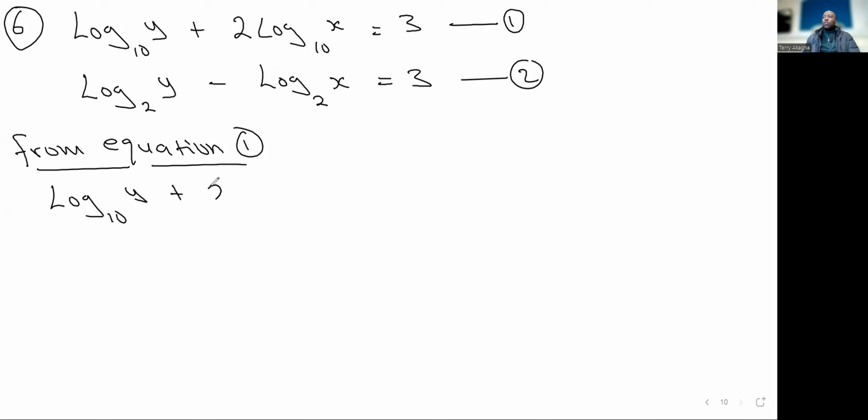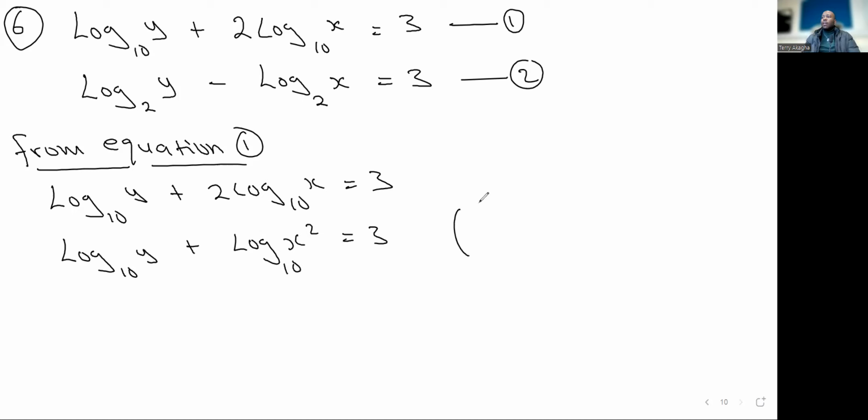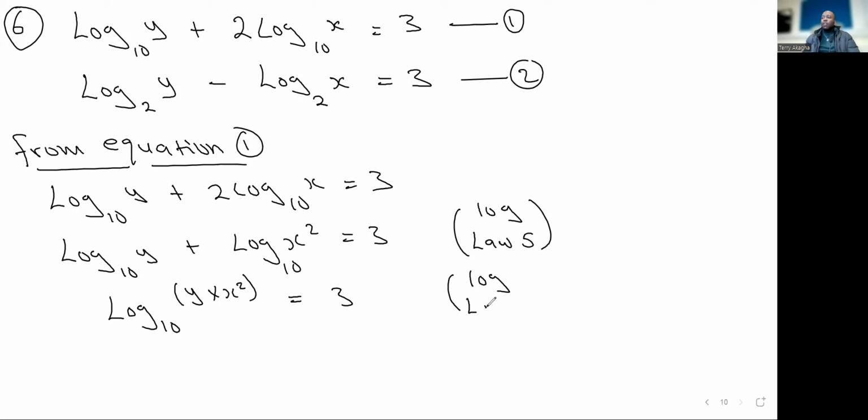So we have log y to base 10 plus 2 log x to base 10 is equal to 3. The first thing I'm going to do is take this 2 back, applying the power law, and that will give me log x squared to base 10 is equal to 3. Then I'm going to apply the product law. I'm going to multiply because they have the same base. So we have log to base 10 of y times x squared is equal to 3. The product law is the first law of logarithm, law 1. So we're going to have log of what?